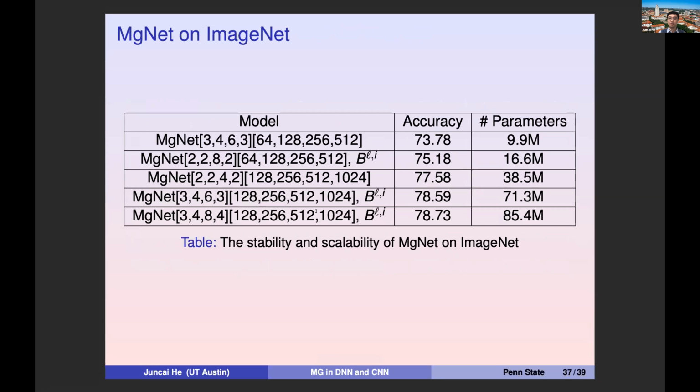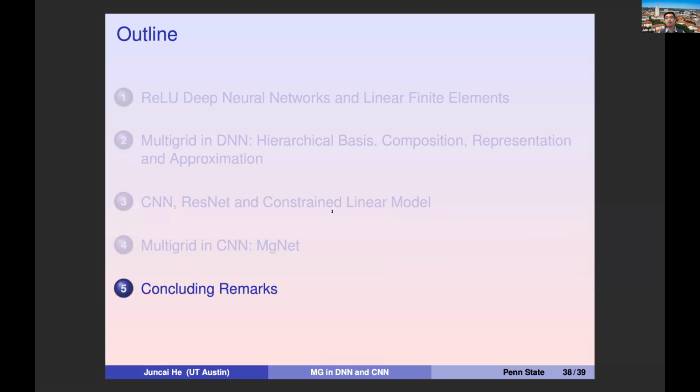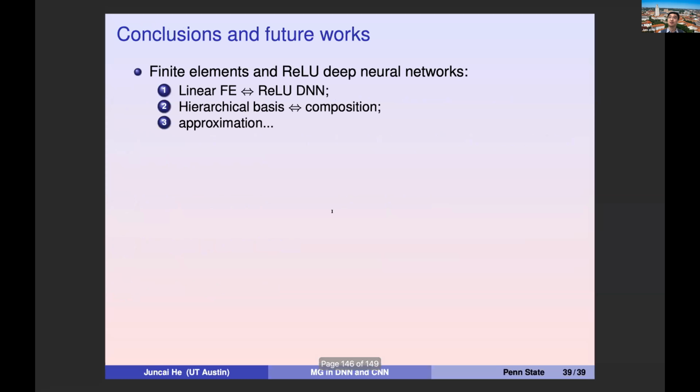This is for MgNet. If we increase the depth, it's just increasing the number of smoothers on each level for multigrid, and also sometimes you increase the channels, make a wider MgNet, then you achieve this numerical result. So hopefully I can finish this in 1 minute.